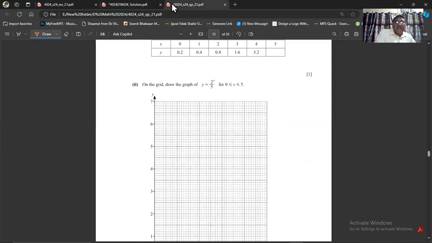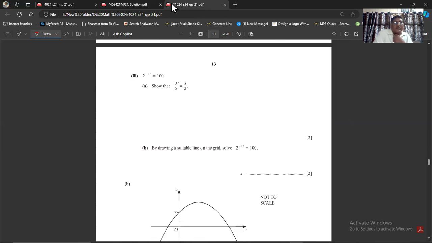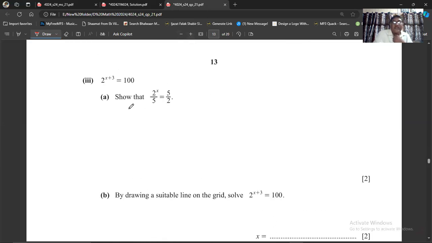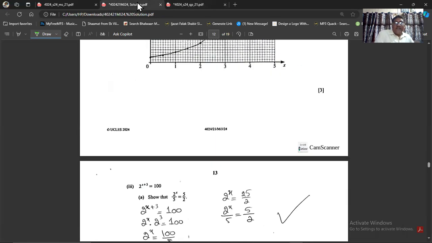Okay, then they asked us a question. This is their question. Okay, so let me increase the size. They say 2 raised to power x plus 3 is equal to 100. Show that. So we have to show this thing. Okay, so let me show you how I have done this.